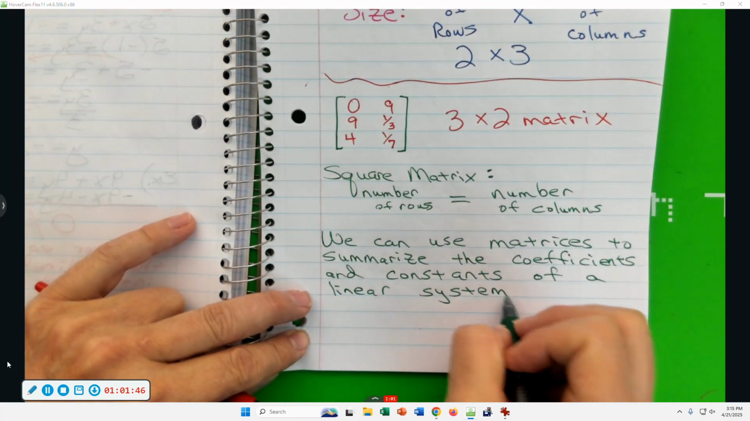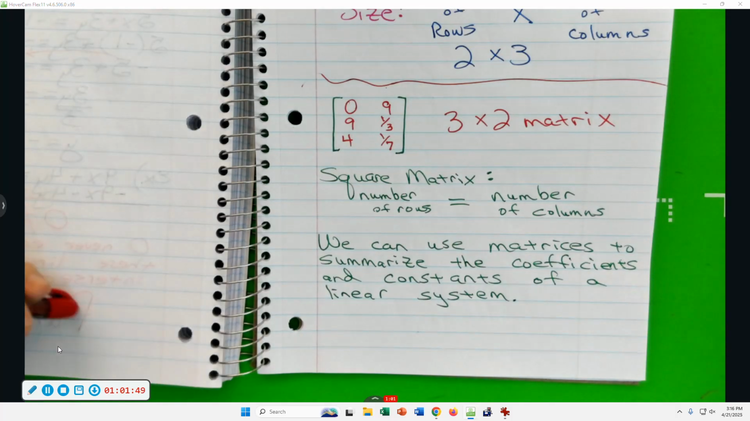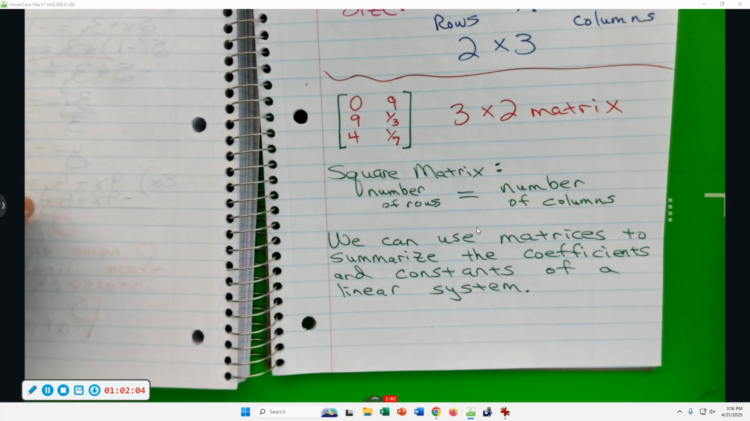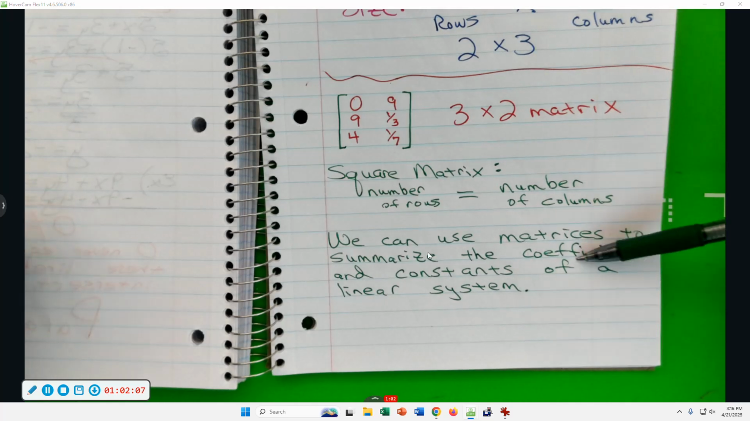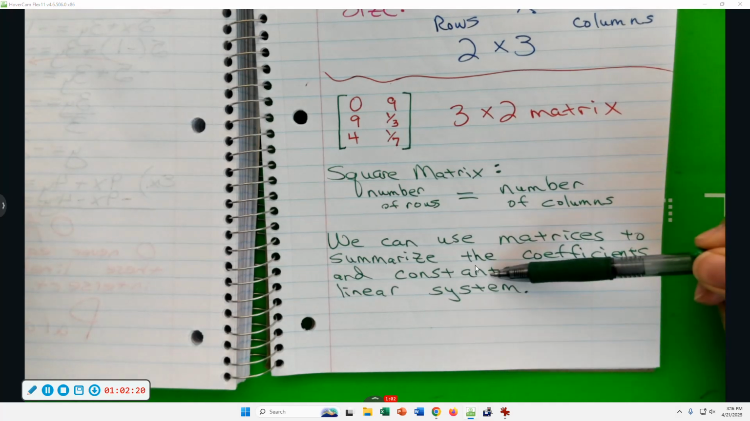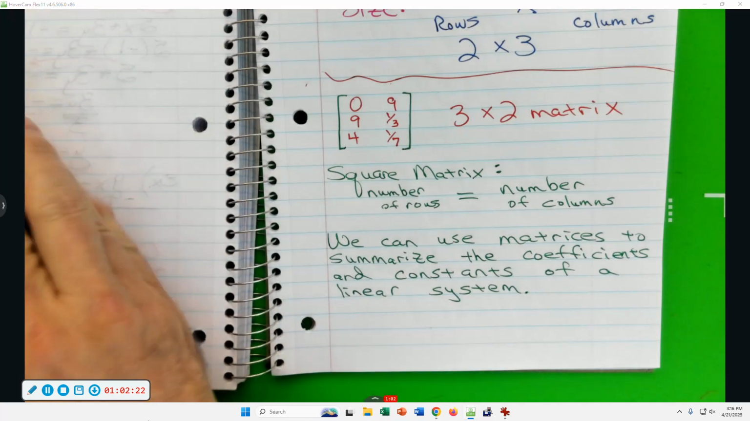But to do that, it needs to be like the systems when we were solving by elimination. You need like variables aligned on the left side, and you need to have the constant terms on the right side. A matrix that summarizes the coefficients only, if it's just summarizing the coefficients in a linear system, is called a coefficient matrix. A matrix that summarizes the coefficients and the constants is called an augmented matrix.